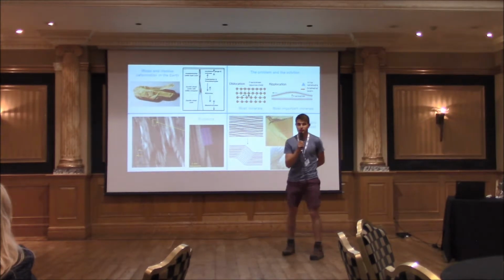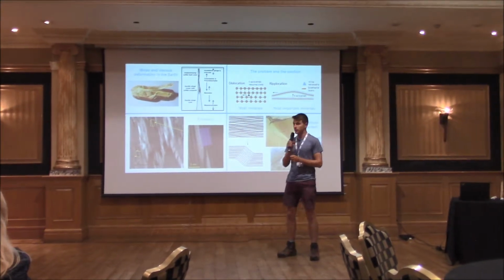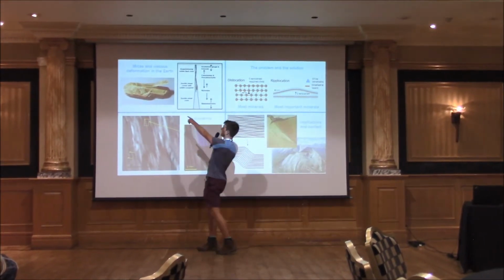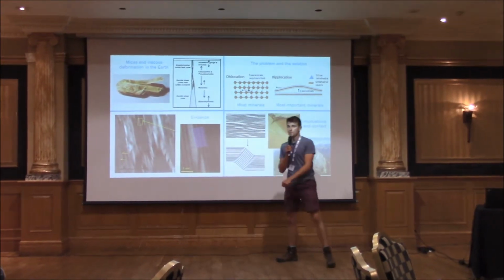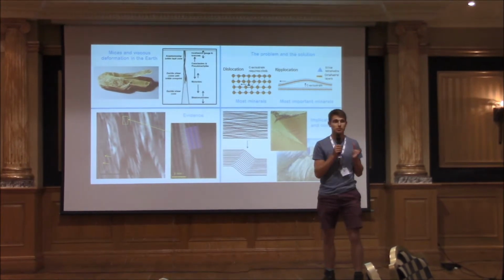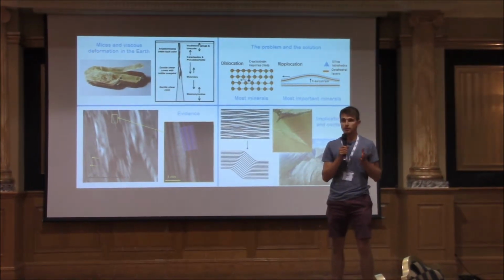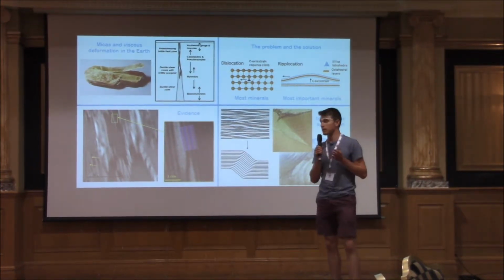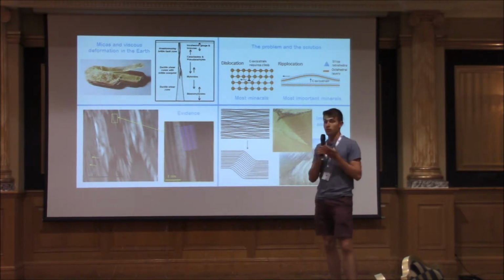So my research focuses on micas, which are these little platey layered minerals up in the corner there. And they're not the most abundant mineral in the Earth's crust, but they are one of the most important, if not the most important, when it comes to the strength and deformation of the Earth's crust. And that's because they're one of the weakest minerals.